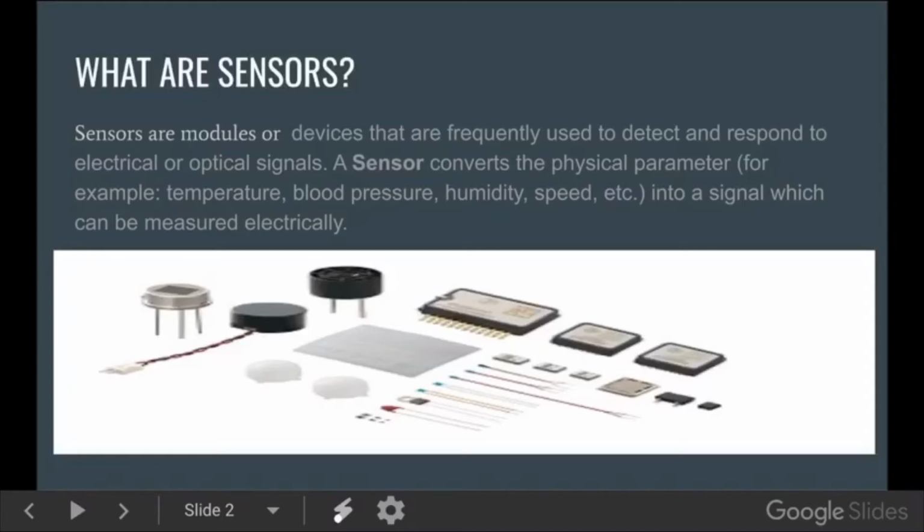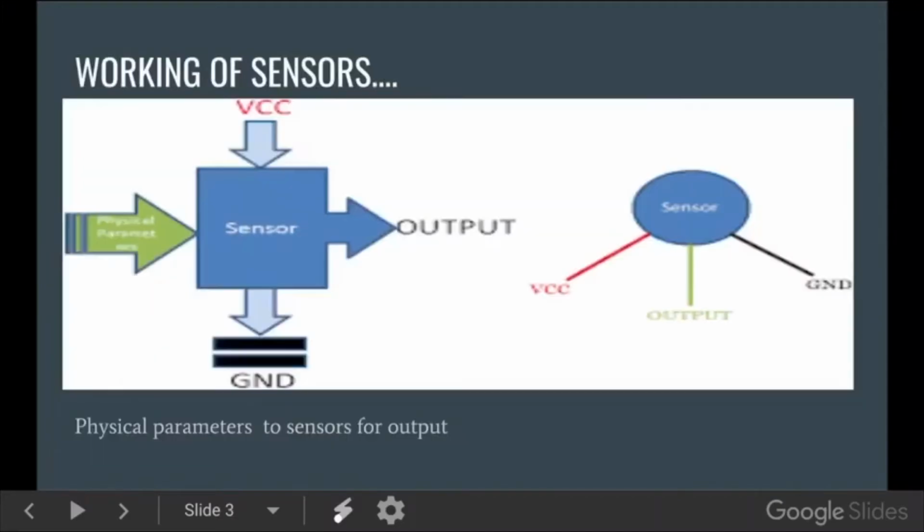So what are the physical parameters? There are many physical parameters like heat, humidity, temperature, like what a sensor should measure. Those are also called physical parameters, and it converts into a signal which can be measured electrically. So there comes the electrical signals, and sometimes it can be an optical signal. So now we know the definition, but what is the working of a sensor?